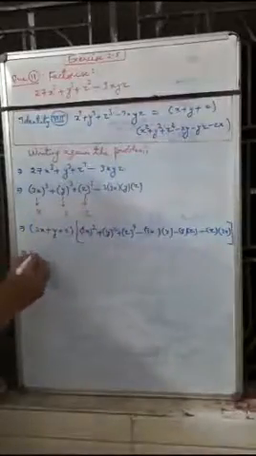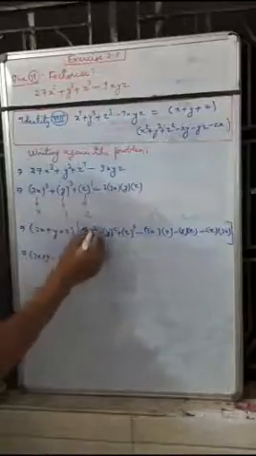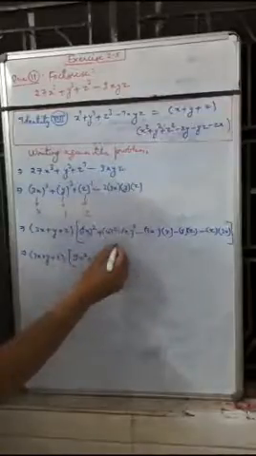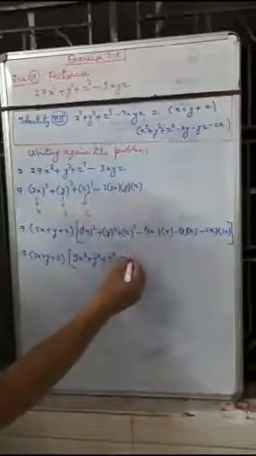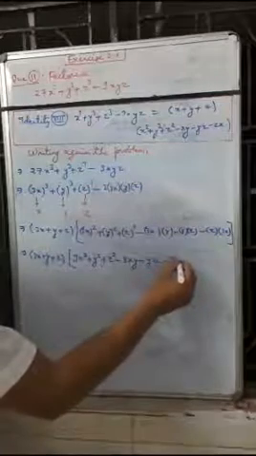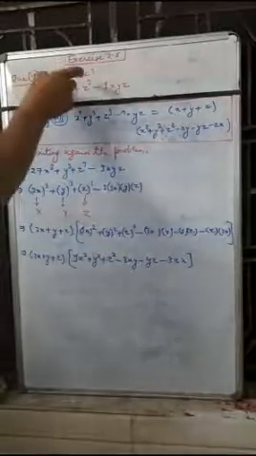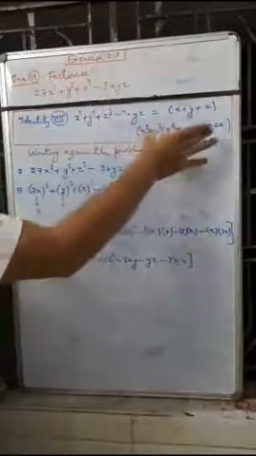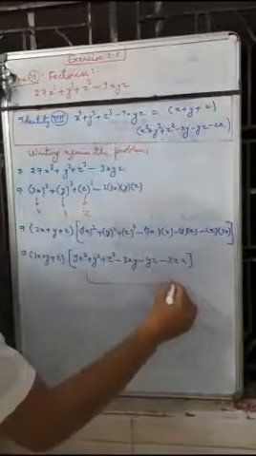Now next step, 3x plus y plus z, where 3x whole square means 9x square, plus y square plus z square minus 3 into x into y, so 3xy, minus yz, minus 3zx. So it is the solution of this problem, and we have factorized it from the equation into the standard identity here. So it is the solution of the problem. Answer.